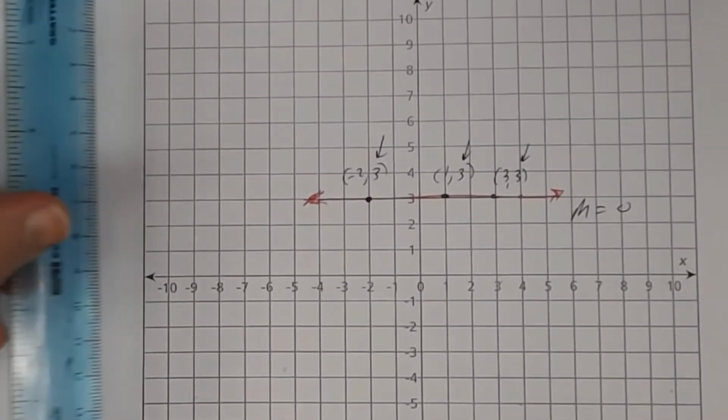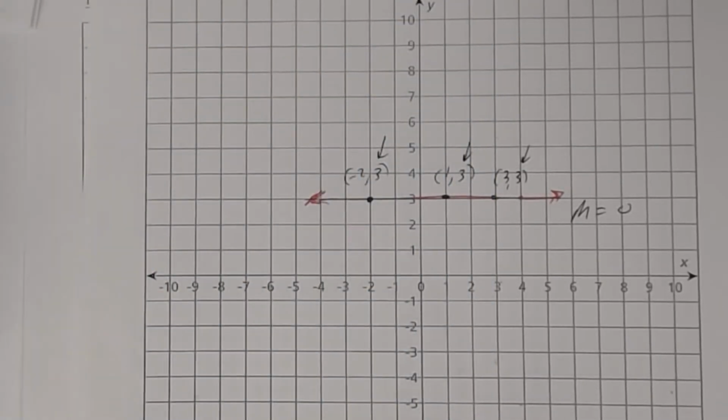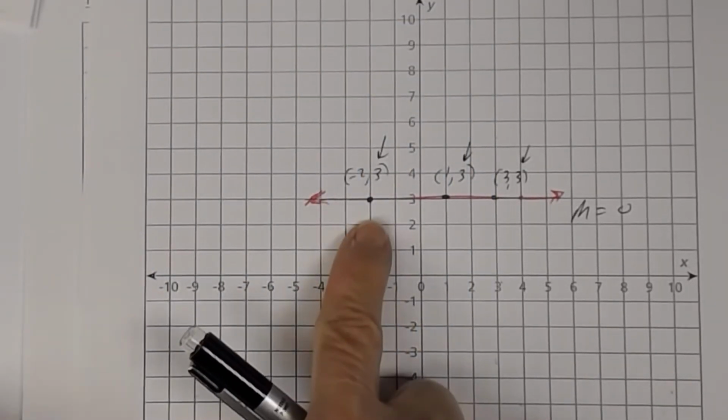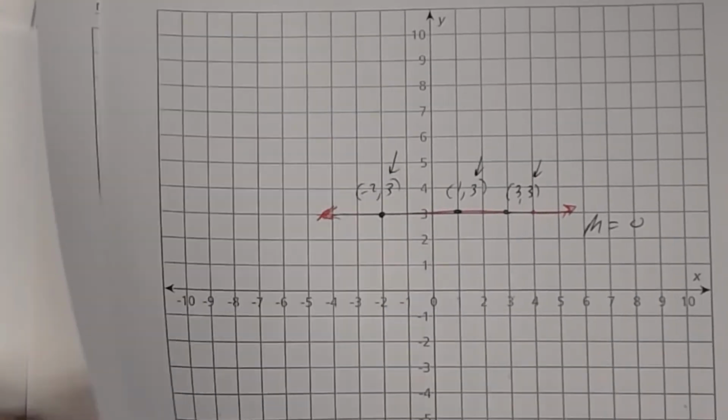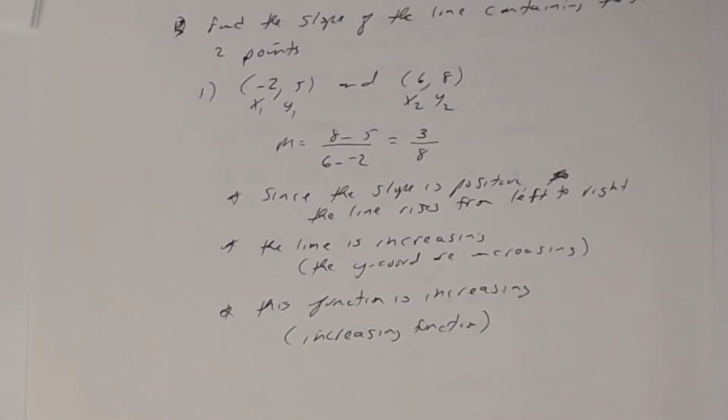Here, as I go from left to right, it's constant, right? So that's a constant function. So a line with slope 0 is a constant function. All right, now, one more thing I need to remind you about, and that's this one.